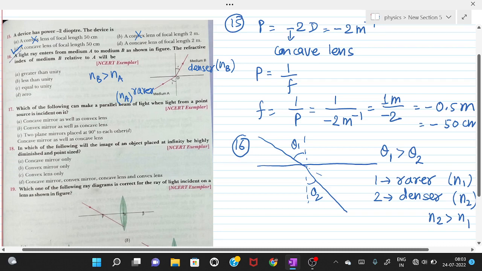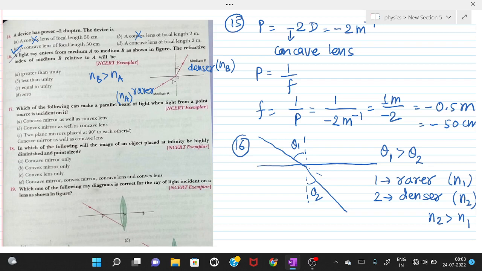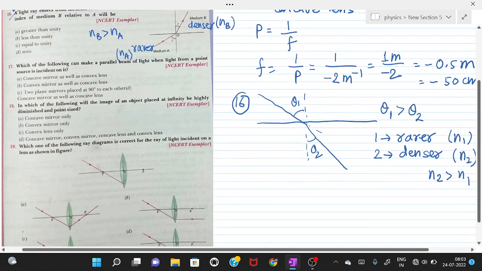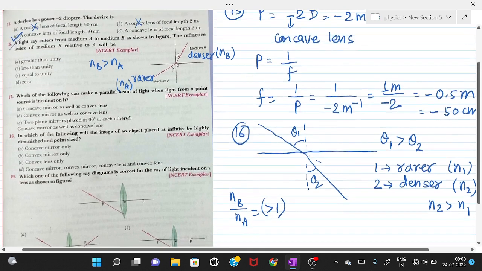Option A, greater than unity. Relative means what, my dear? What do we have to find in this question? We have to find Nb by Na, the refractive index of B with respect to A. And here we can see that Nb is greater than Na, so this ratio will be greater than 1. So option A is correct.